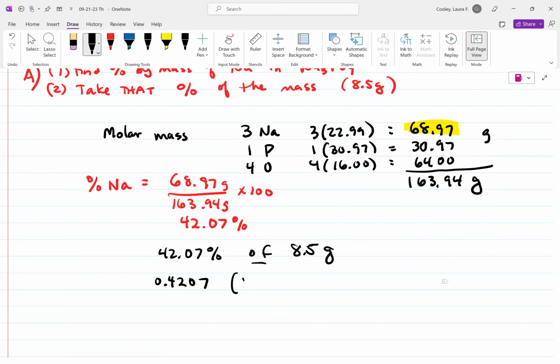So it's 0.4207 times 8.5. That's the problem. Of course, most of you would have no trouble with that. And you end up with 3.6 grams. Anyway, that's the answer, and that's grams of sodium. So that's the one way to do it.